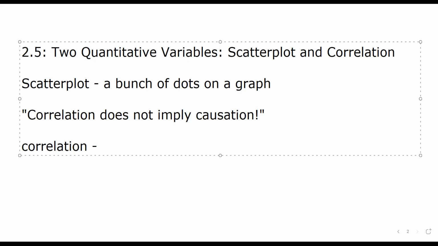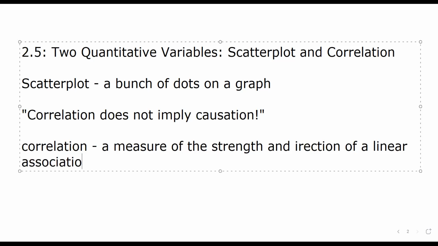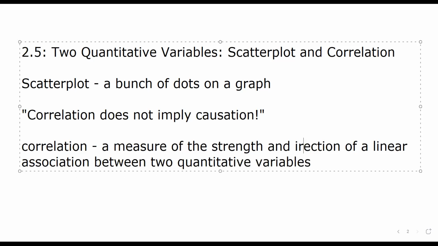But when I was asking if we talked about correlation, what I was really asking is, did I define what correlation was? Okay, then why don't we start with that? Correlation is a measure of the strength and direction of a linear association between two quantitative variables.